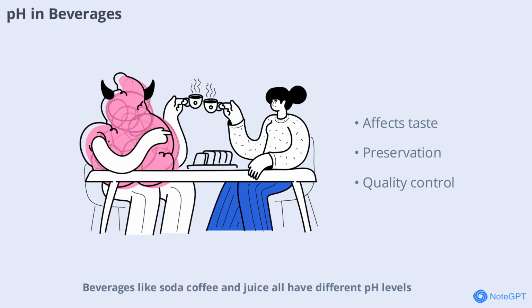Beverages like soda, coffee, and juice all have different pH levels. Soda is quite acidic while milk is closer to neutral. The pH affects taste, preservation, and even how drinks interact with our bodies. Manufacturers monitor and adjust pH to ensure quality and safety in every sip.